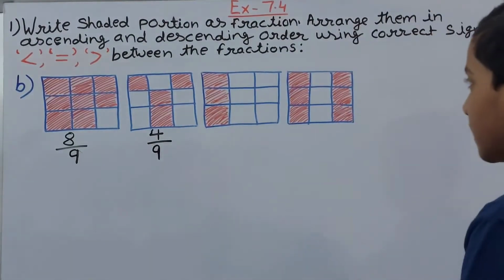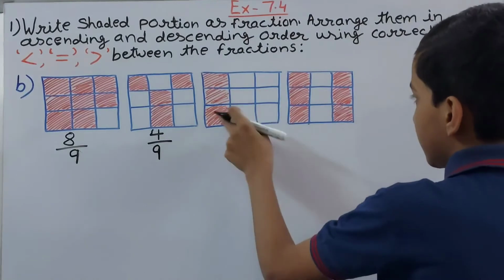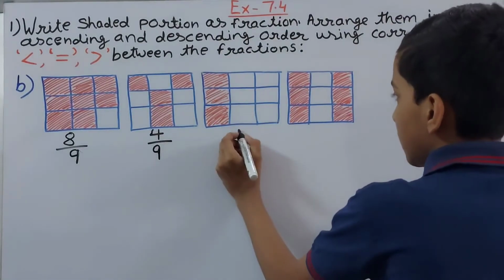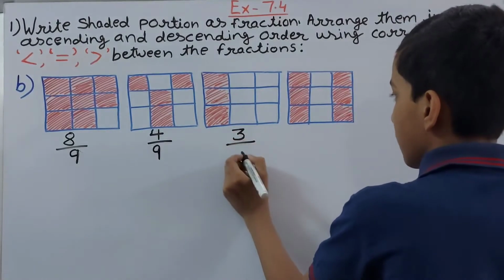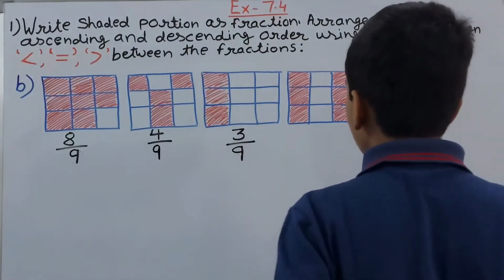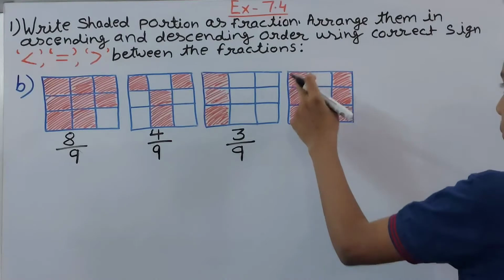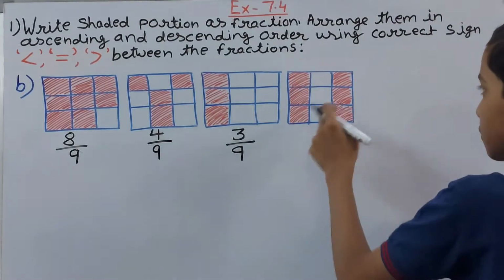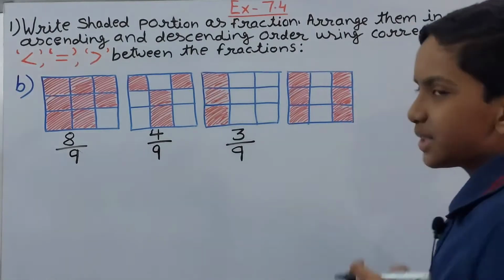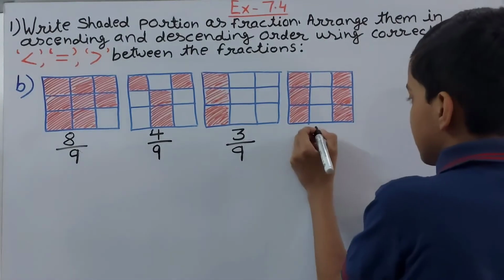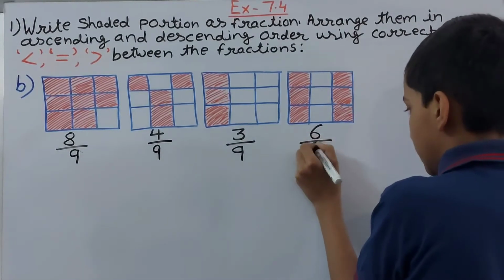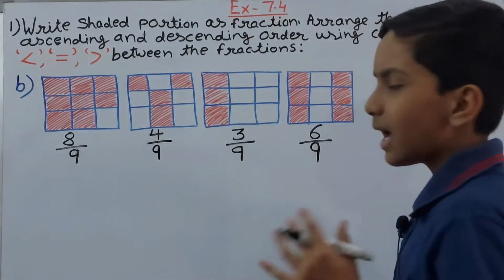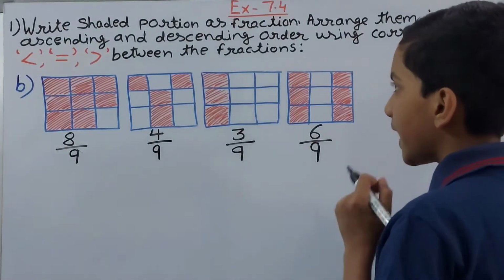Alright, now next figure here. 1, 2, 3, 4, 5, 6, 7, 8, 9. And how many parts are shaded? 1, 2 and 3. That is 3 upon 9. Alright, here 1, 2, 3, 4, 5, 6, 7, 8, 9. And 1, 2, 3, 4, 5 and 6 parts are shaded. That is 6 upon 9. Now as you can see here, we have written the fractions.